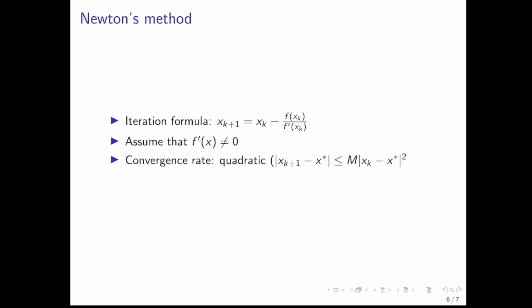The other method is Newton's method. Newton's method is the third method we introduced. The iteration formula is to simply make x(k+1) to be xk minus f(xk) divided by f prime, the derivative of f, evaluated at xk. We assume that at the root x star, f prime of x star does not equal 0. In this case, Newton's method can achieve quadratic convergence rate, which means that the absolute value of x(k+1) minus x star is less than or equal to a constant times (xk minus x star) squared.